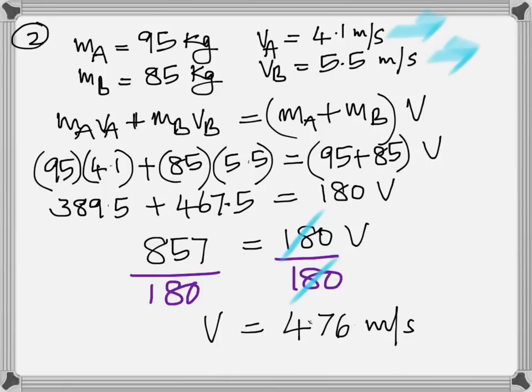They'll be together and moving with the same velocity. So VA prime is the same as VB prime. So you could either use VA prime or VB prime in that formula and finish it. So 857 is equal to 180 times the velocity, and then when you divide by 180, you get 4.76 meter per second. That will be the common velocity with which they move forward. 4.76 meter per second.